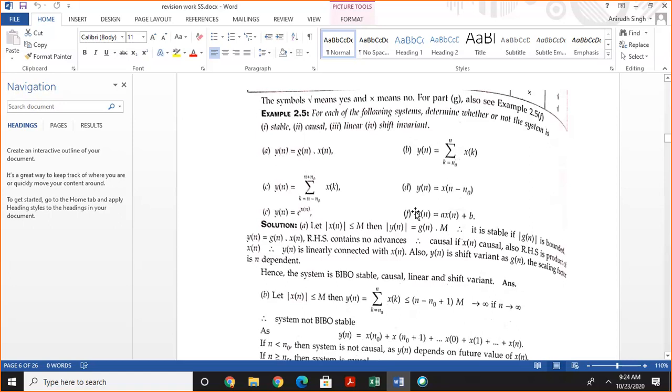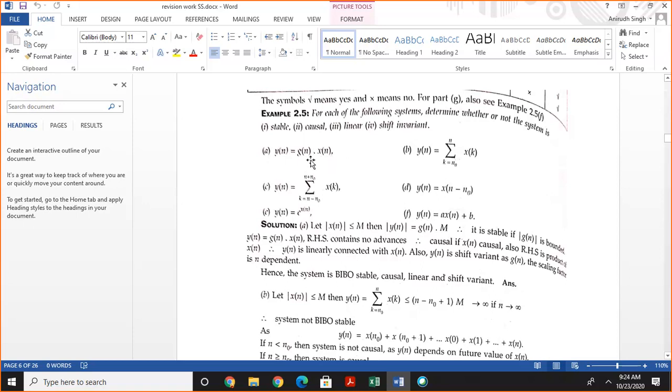If the magnitude of x of n is less than some finite value M, then the value of y of n is also finite, because y of n is equal to g of n multiplied by x of n. If the value of this constant is finite, then the output is also finite. It means that for finite input, if we get finite output, the system is stable. So this system is stable.